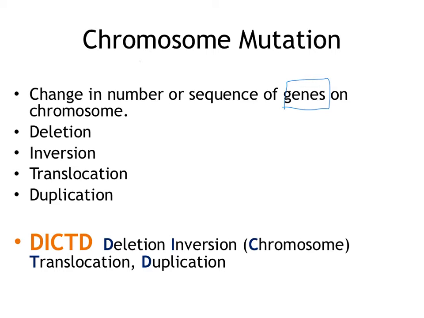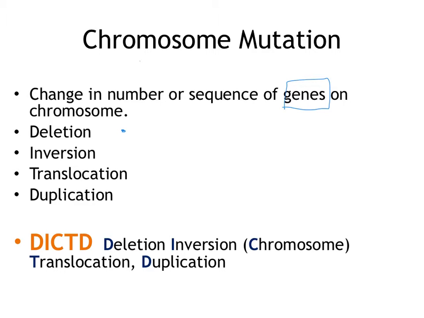So there are 4 different types of chromosome mutations, and they are deletion, inversion, translocation and duplication. Now the only one that's got the same name as your gene mutations is deletion. The other ones have got these different names, and I've put a wee short mnemonic here, DITD, which stands for deletion, inversion, translocation and duplication. If you can think of some other way to help you remember that, then do it.